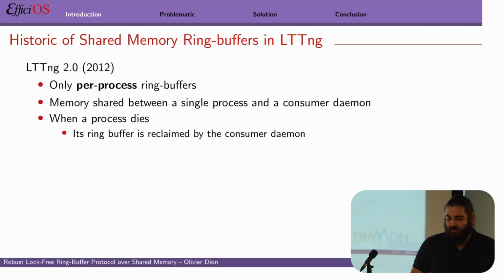So, the history of the shared memory ring buffer in LTTng. In version 2.0, we only have a per-process ring buffer. So every time you launch an application that you want to trace, a ring buffer was allocated for that application and was used by that application. There was no sharing of this ring buffer with other processes from the user or on the system. And of course, the consumer daemon had access to it, which is why it was in shared memory. But when the process died, this ring buffer was simply reclaimed and everything was fine.